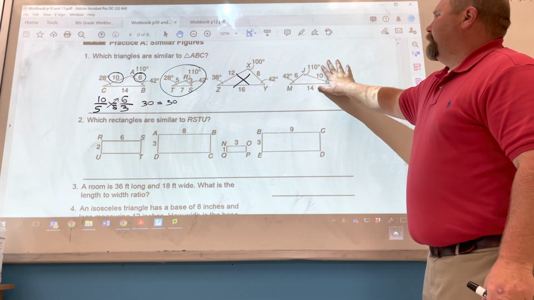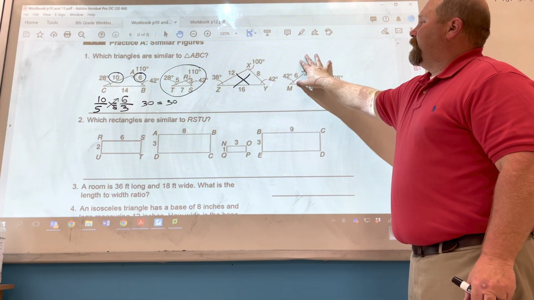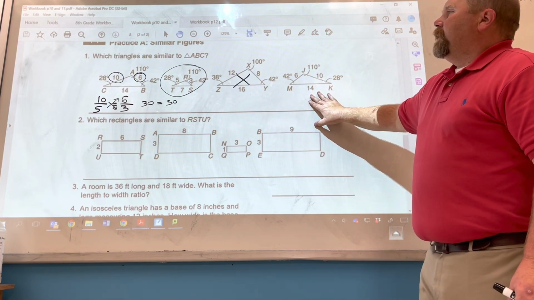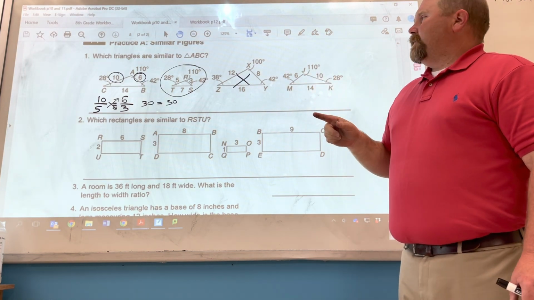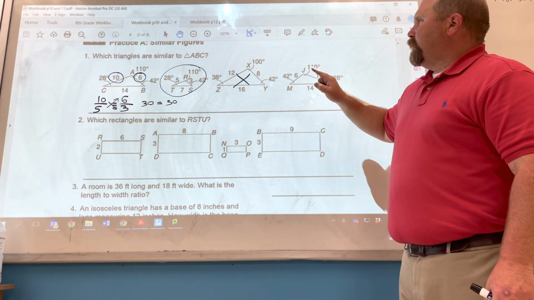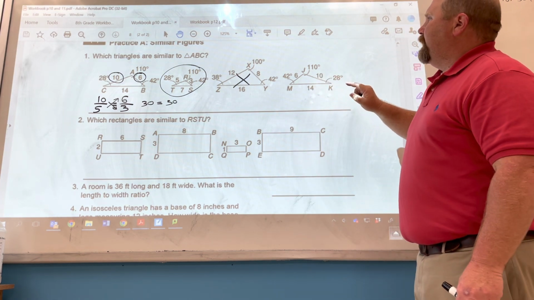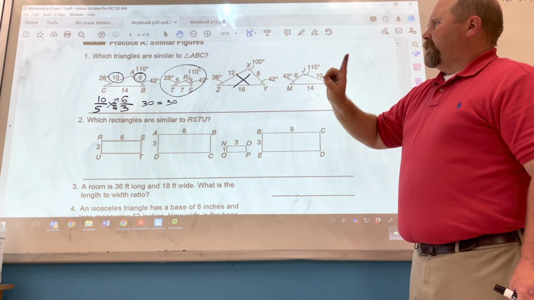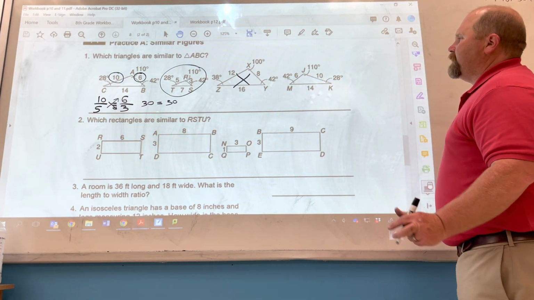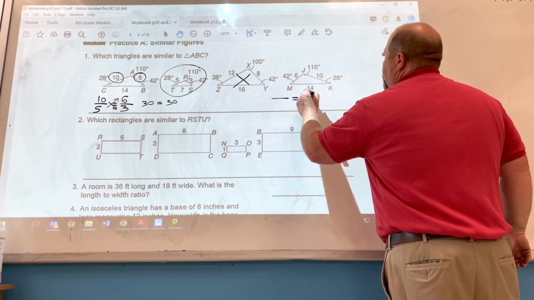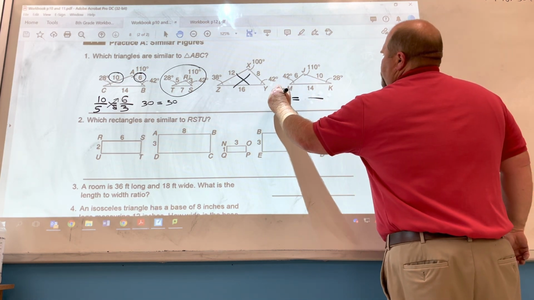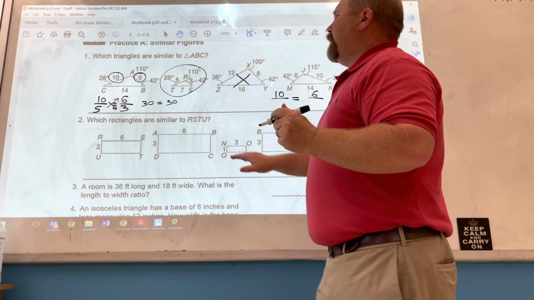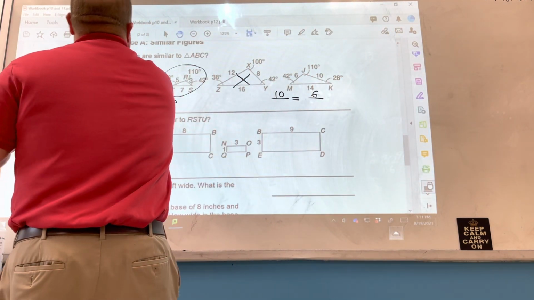Third triangle. Check your corresponding angles. I'm looking for a 28, a 110, and a 42. 28, 110, 42. Got those. So number 1 works. Now I've got to check the proportions on it. So I'm using 10 and 6. So let's look at side 10.